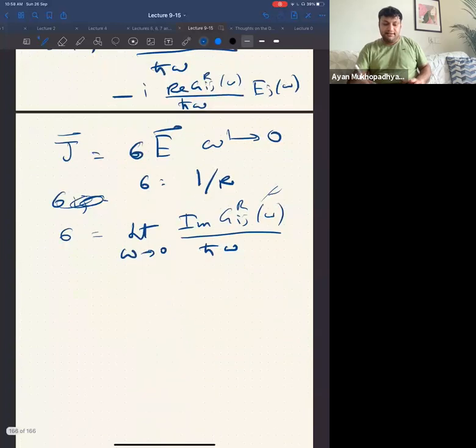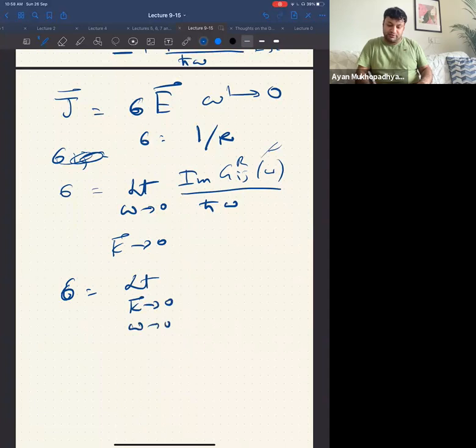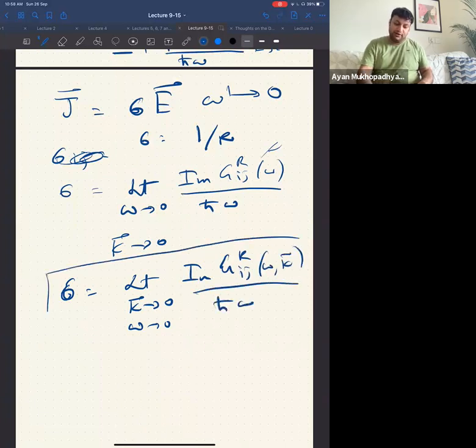But actually, in the derivation, what we have done is we have taken the limit k goes to 0 first. So what you mean is that you first take the thermodynamic limit, where k goes to 0, and then omega goes to 0. And if I reinstate k, it will be omega k by H bar omega. This is the actual formula. It's often called the Kubo formula for conductivity.